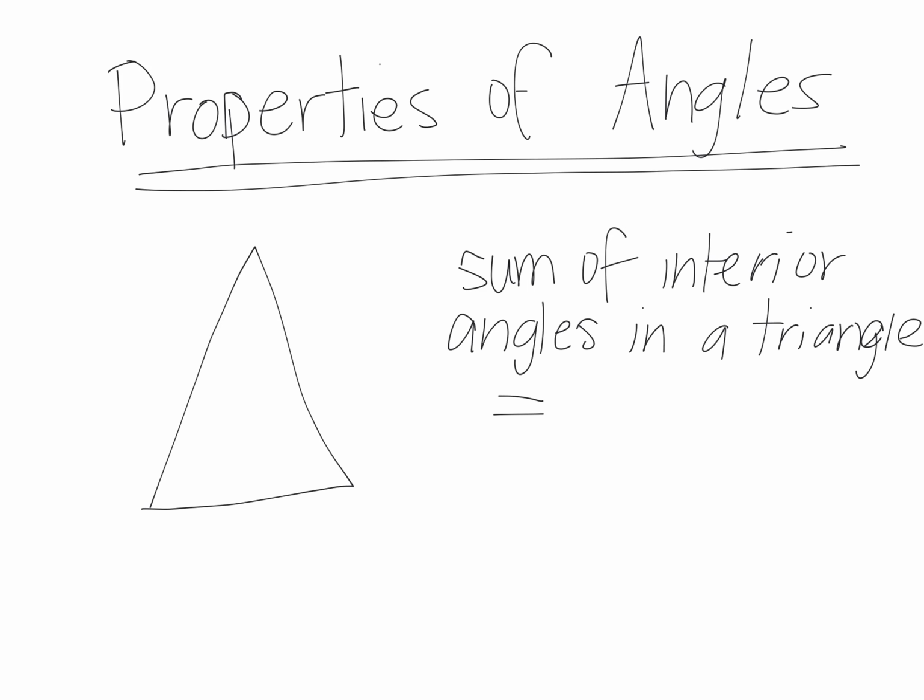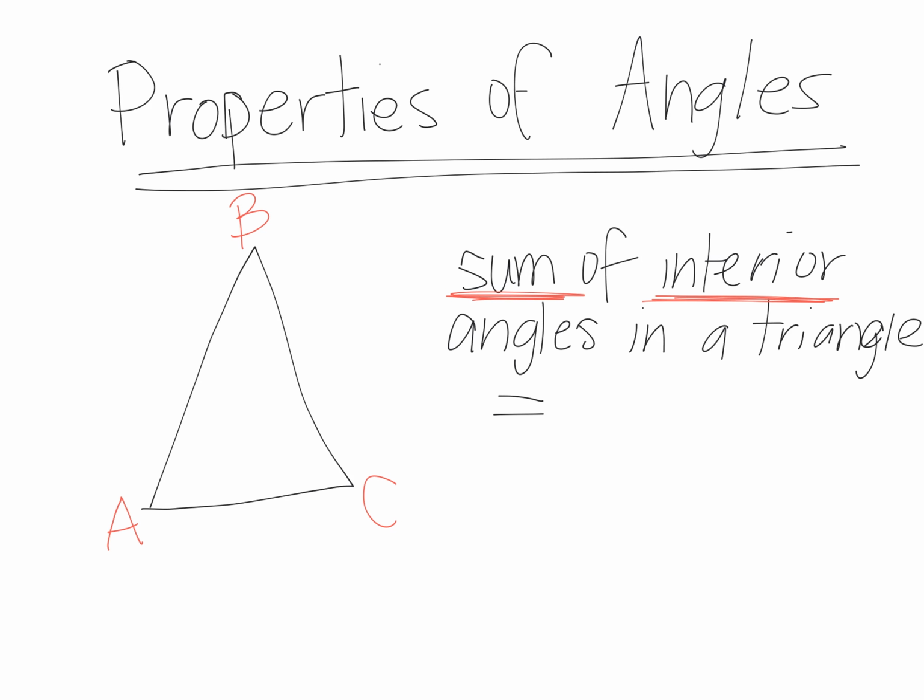Okay, we're looking at all the properties of angles. That's all the rules of how to calculate finding unknown angles. One of the rules is, if you're given a triangle, we're going to label this A, B, C. It doesn't matter what size the triangle is. The sum of all the interior angles in a triangle will always equal what?